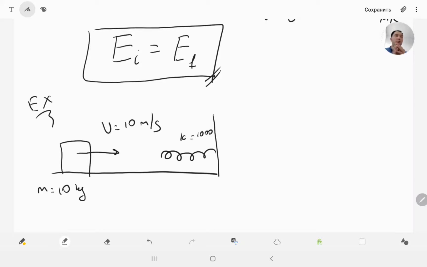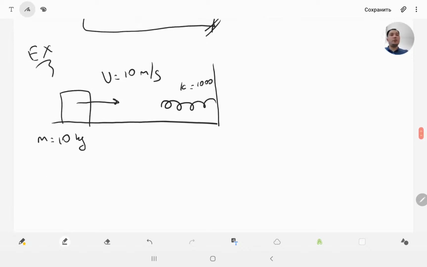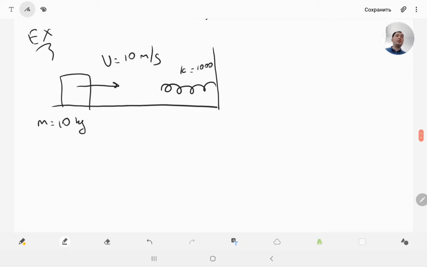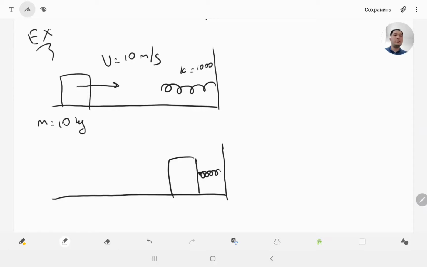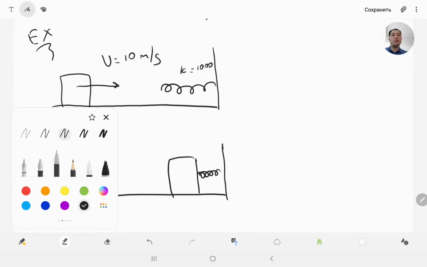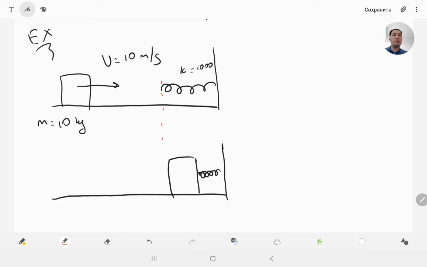Maximum compression. What does maximum compression mean? When the object stops. Yes, when the object stops, how many centimeters or meters will it compress the spring? So this is the initial case. Let's draw the final case. The spring will be compressed just like this. For how many centimeters we don't know. For now let's call it just x. We should find x.